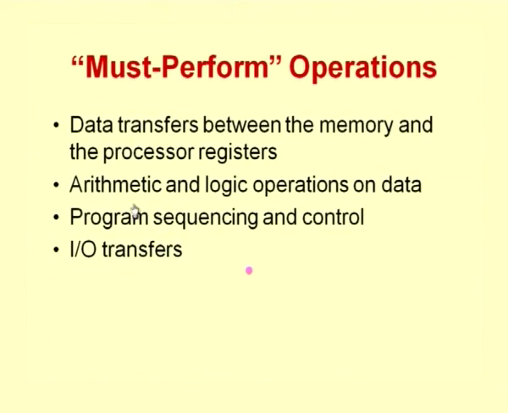Then we need instructions which will do the arithmetic and logic operations on the data. Plus we will need instructions which will do IO transfers, and we will also need instructions which will do the program sequencing and control. That is, what is the sequence in which the program has to be executed, and if you need to do some control of the sequencing, that also should be provided. So, we must have instructions which provide these capabilities.